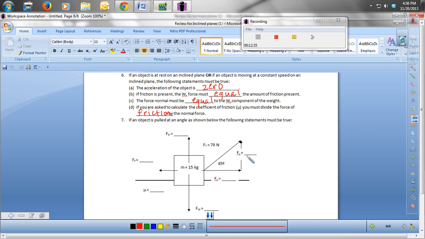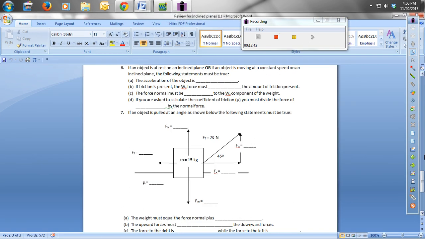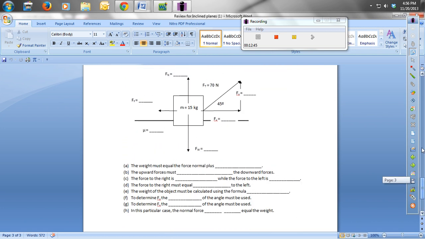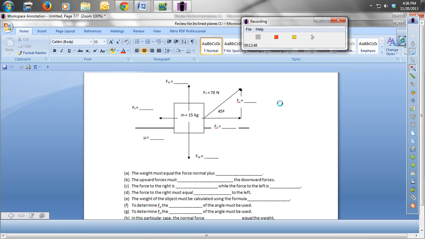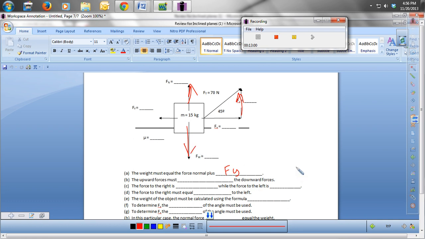Okay, then here's what's going on. Pulling that object like that. So I'm going to stop and mouse up so we can get all of that document and read it all. Okay, so that's what we have. So there's our diagram. And we want to talk about the weight must equal the normal force plus Fy, because these are both up and that's our only down. The upward forces must balance or equal the downward forces. The force to the right is Fx, while the force to the left is friction. The force to the right must equal friction to the left.